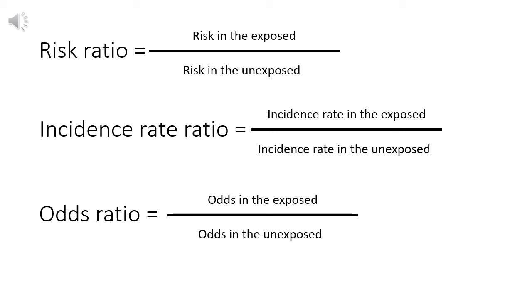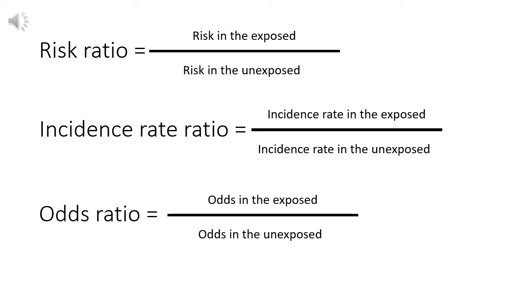When we have a dynamic cohort and are able to calculate the person time, we choose to calculate incidence rate instead of risk. Thus, a measure of association in a dynamic cohort is incidence rate ratio. It is calculated the same way as the risk ratio. In the numerator, there is incidence rate in the exposed group. In the denominator, there is incidence rate in the unexposed group.